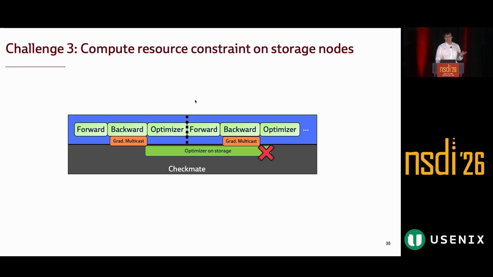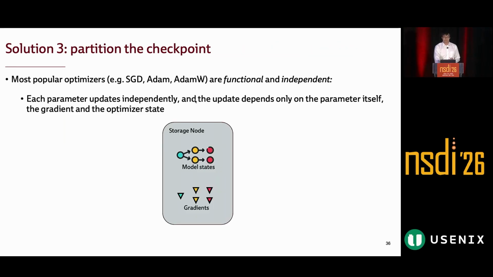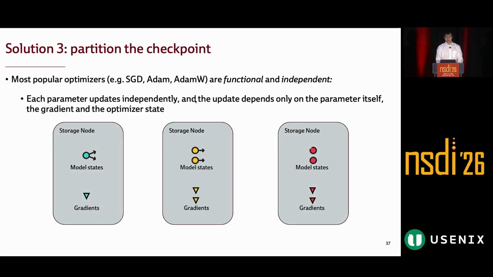But what if the storage CPU is weaker, or the DNN model just has a larger parameter count and requires more computation time? Fortunately, the optimizer step, along with the checkpoints themselves, can easily be sharded. Most optimizers in practice, like Adam and AdamW, are functional and independent. That is to say, in these optimizers, an update step happens independently and deterministically on each parameter, allowing them to be partitioned efficiently. Checkmate leverages this property and partitions the checkpoint, scaling out the optimizer step across multiple storage nodes.